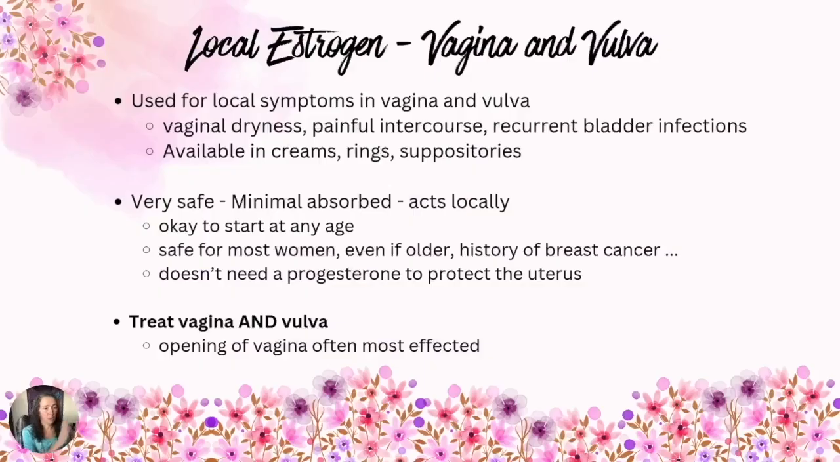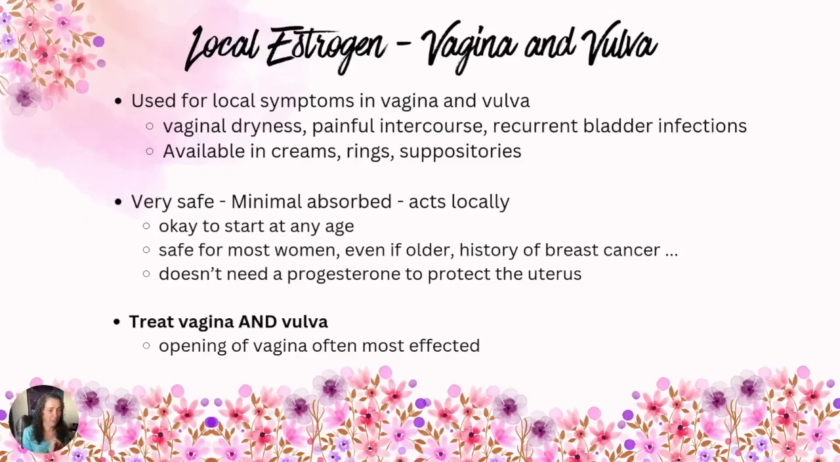So we talked about whole body estrogen. The other way of taking estrogen is locally. The vaginal estrogen can be started at any age. It does not need to be started in the window of opportunity. It can be started right away. What you would want to take it for is vaginal dryness and painful intercourse, because it just feels like everything isn't stretching as much. It feels more tender, like it just doesn't feel right.